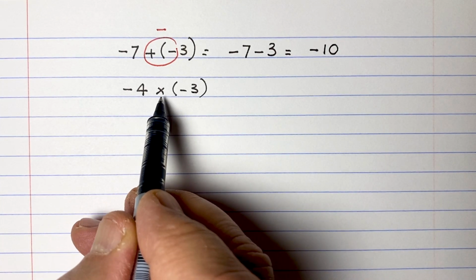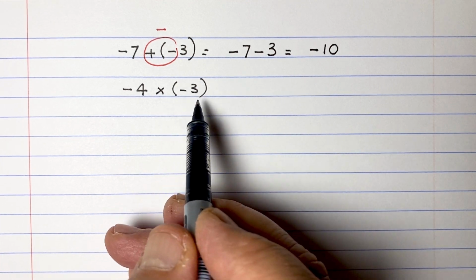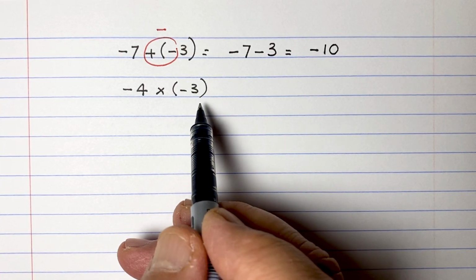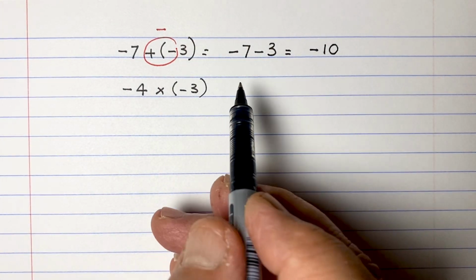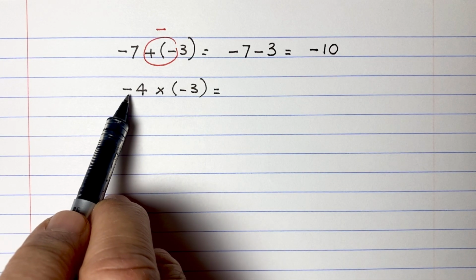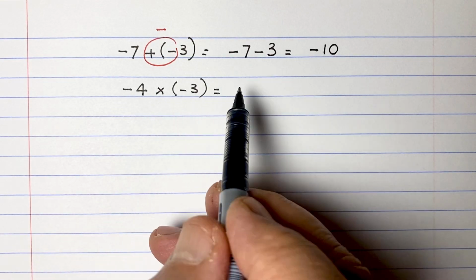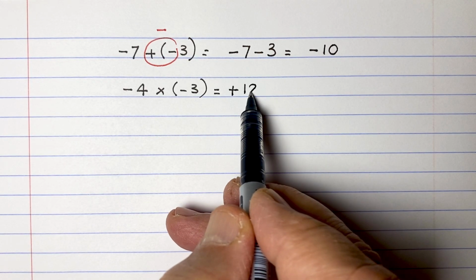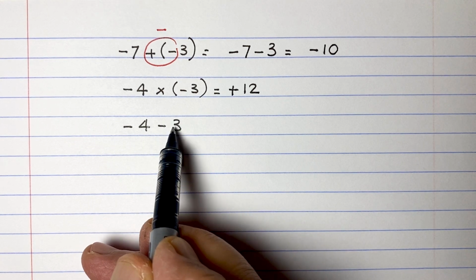Negative 4 times negative 3. Now, I'll put the negative 3 inside bracket because I can. Brackets are like carrier bags. I'll put a bag with negative 3 in it. With or without bag is still the same question. But we are multiplying. We are multiplying negative 4 by negative 3. Negative times negative is positive. And 4 times 3 is 12. Which is different to negative 4, negative 3.